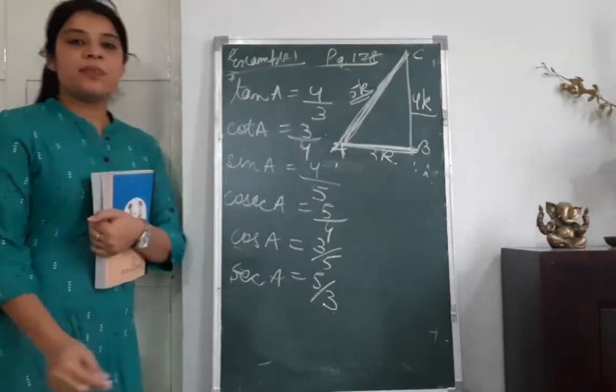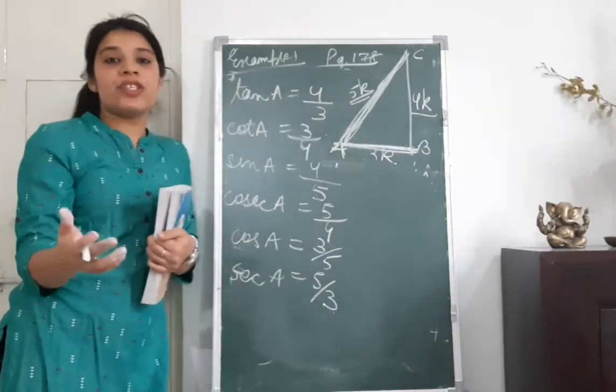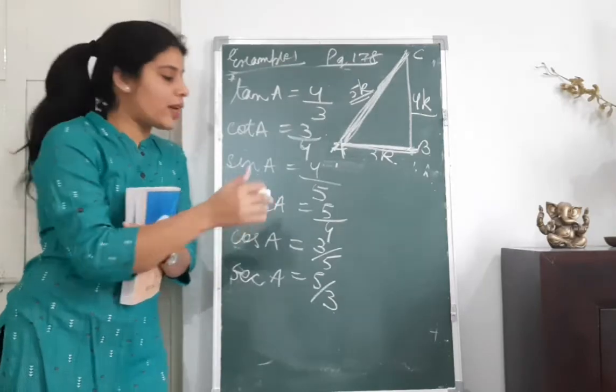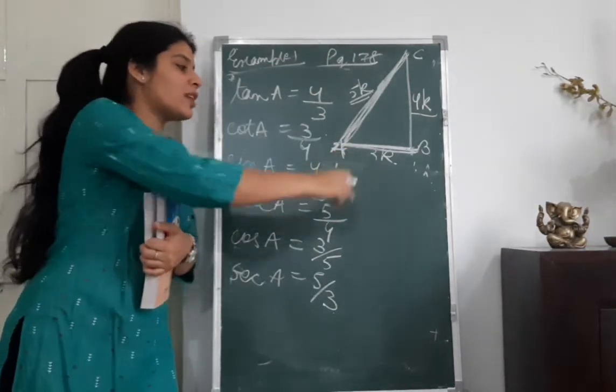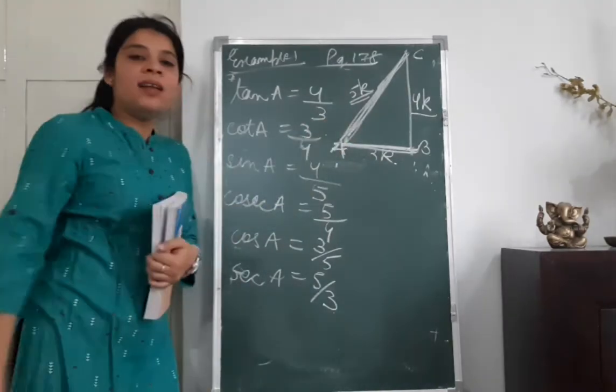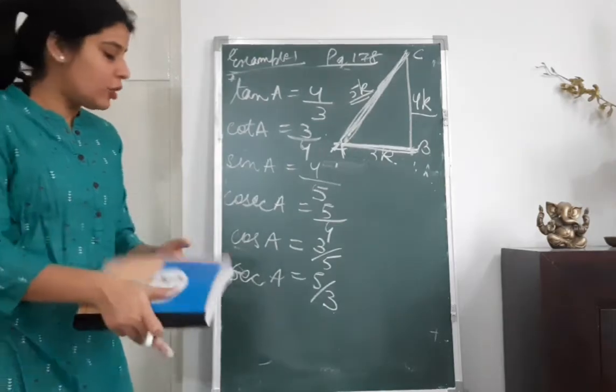So using this method and using the conceptual knowledge which I have explained to you in your previous video for trigonometric ratios, we have found out all the trigonometric ratios for this triangle for angle A. Let's move on to the next example, that is example 2.